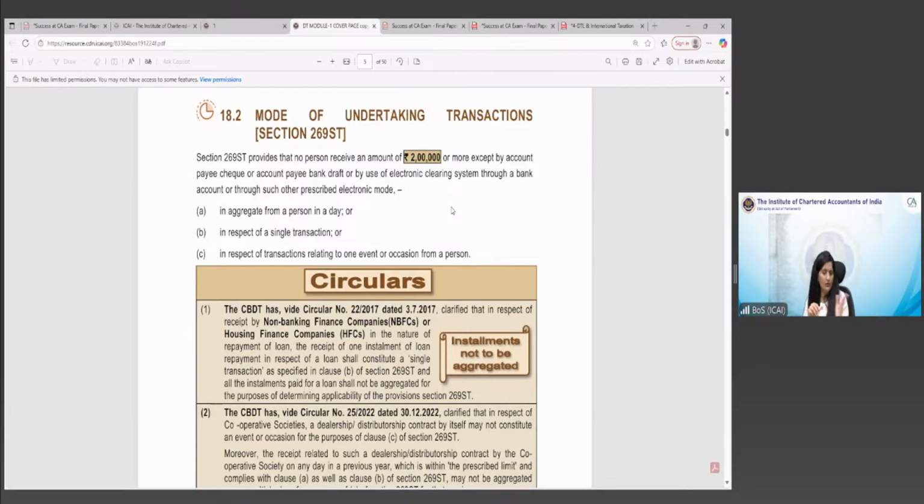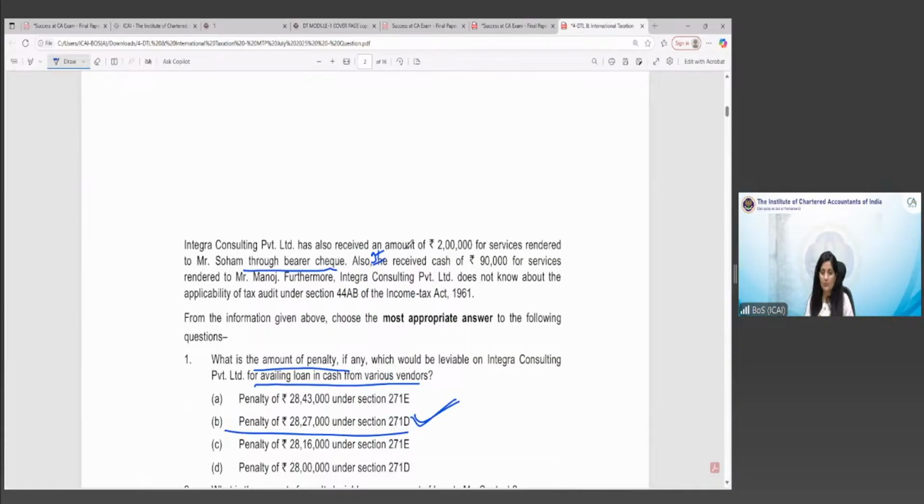यहाँ पे तो ऐसा कुछ नहीं है. Only 2 lakh is received, 2 lakh or more पे it will get attracted, and in respect of transaction relating to one event or occasion from a person. एक event के लिए आपको मिला, एक occasion के लिए मिला, then you have to check it. सो यहाँ पे contravention 269ST की हुई, for receiving the amount from Mr. Soham. उसका 2 लाख और मोर की contravention हुई, सो इसके लिए पेनल्टी लगेगी. But since the other amount the company is receiving from a different person, ठीक है, of 90,000, for that no contravention is there.